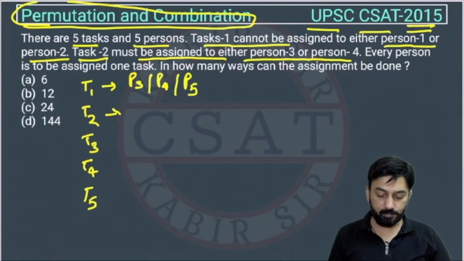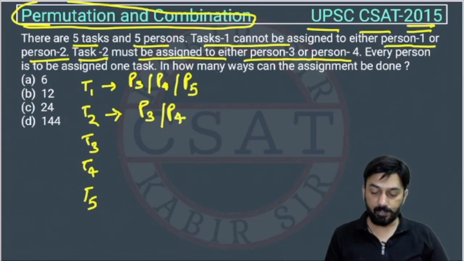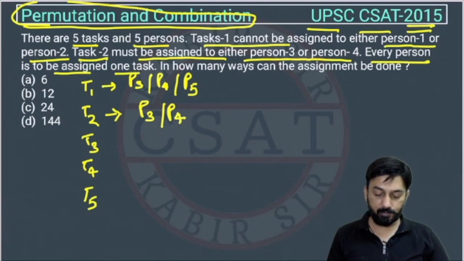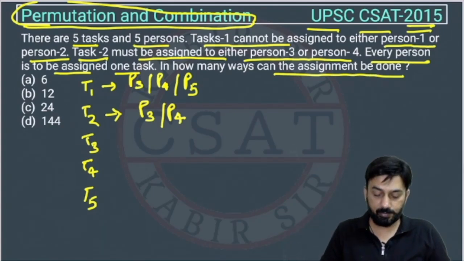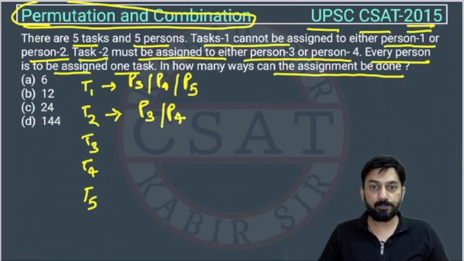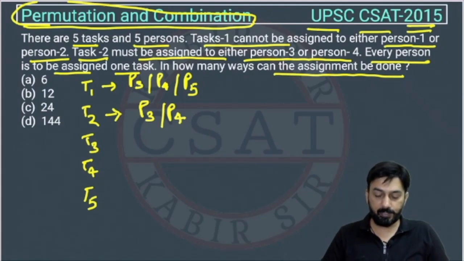So task 2 can be assigned to whom? It can be assigned to person 3 or person 4. It cannot be assigned to any other person. Every person is to be assigned one task, so every person gets one task. In how many ways can the assignment be done? In how many ways can we assign? This is a question from permutation and combination. You can easily see this is a combination problem.